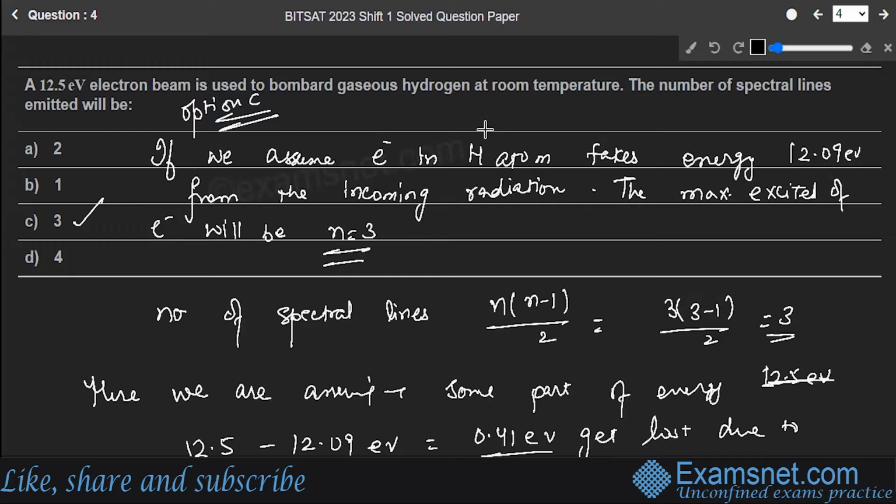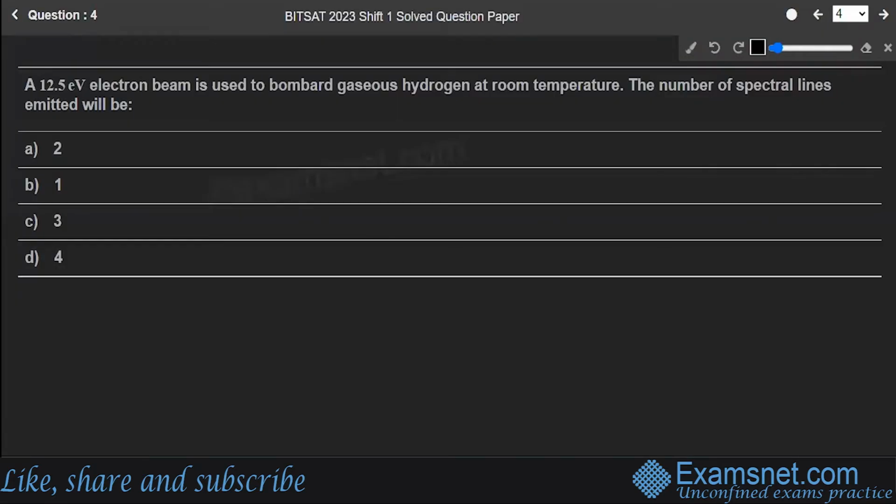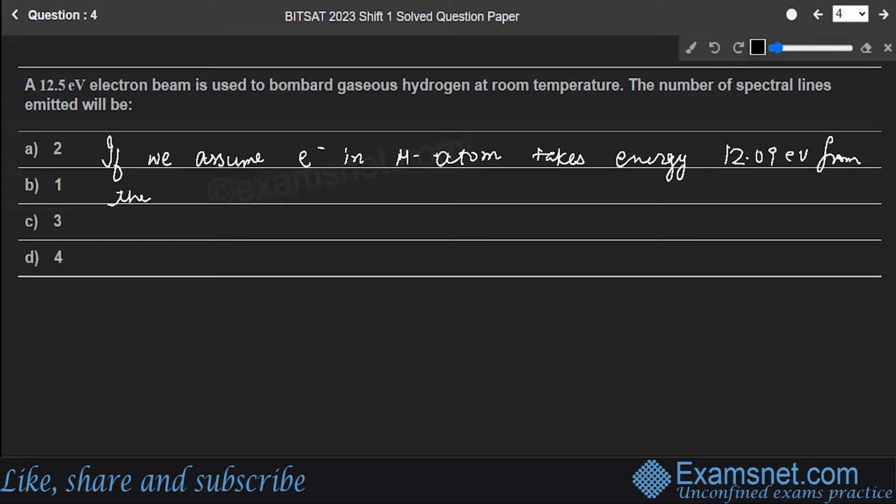See, in the question it's given 12.5 electron volt. Question number 4, a 12.5 electron volt electron beam is used to bombard gaseous hydrogen at room temperature. The number of spectral lines emitted will be. Okay, see, if we assume the electron in the hydrogen atom takes energy 12.09 electron volt from the incoming radiation, let's write it down.